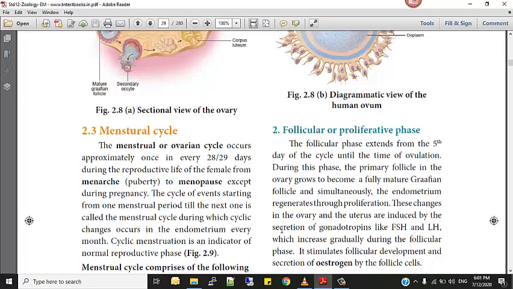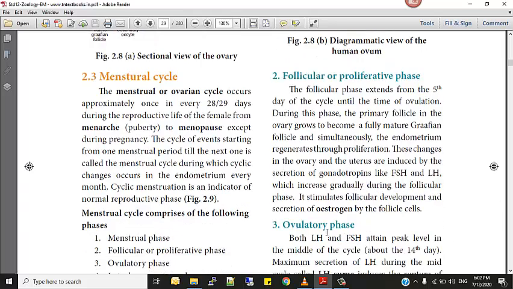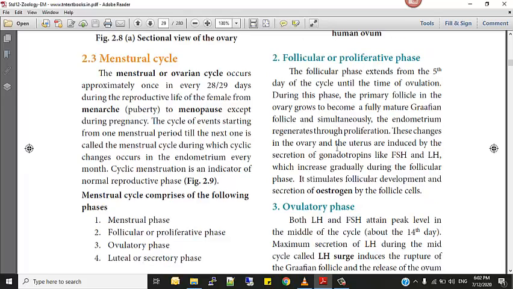We know that we have two gonadotrophins secreted by the anterior pituitary. One is FSH and another one is LH, which increase gradually during the follicular phase. They stimulate the follicular development and secretion of estrogen by the follicle cells. So this is with respect to the follicular or proliferative phase.